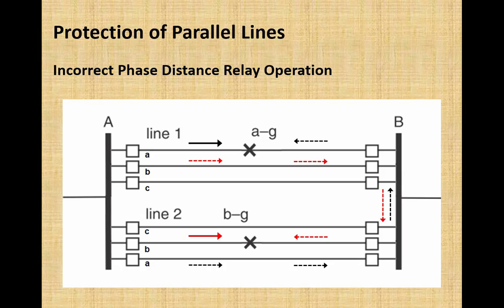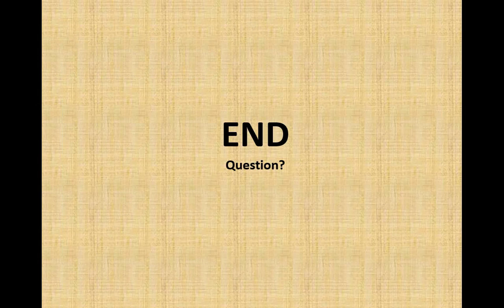Now in numeric relays, many algorithms have been developed to figure out this situation, so that proper tripping of the circuit breaker will be done according to the situation. But electromechanical relays cannot differentiate between these two situations. They will always misoperate. So that is the end of the lecture.